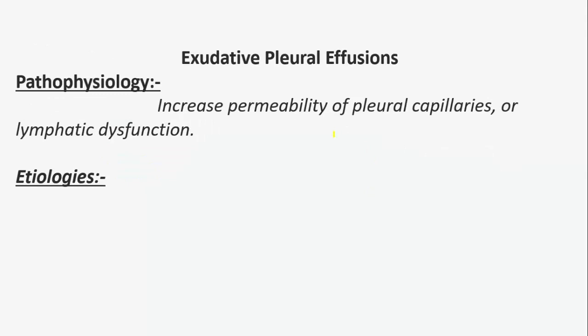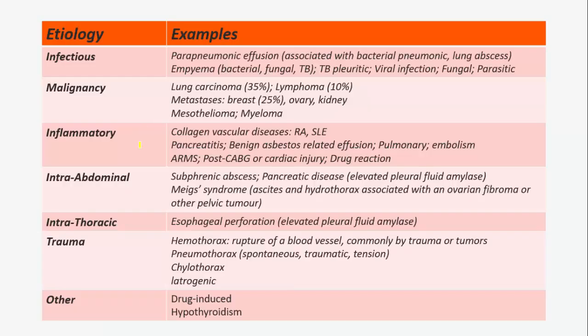Exudative pleural effusions. What is the pathophysiology behind exudative pleural effusion? It is increased permeability of pleural capillaries or lymphatic dysfunction. What are the etiologies? Exudative effusions have infectious, malignant, inflammatory, intra-abdominal, intrathoracic and traumatic etiologies.